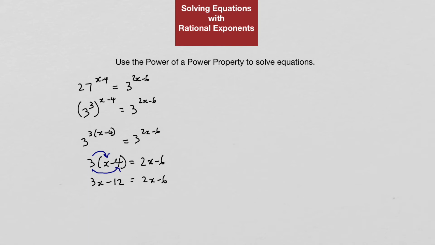So now I'm going to continue and move this 2x to the other side of the equation, and to do that we have to subtract 2x from both sides.